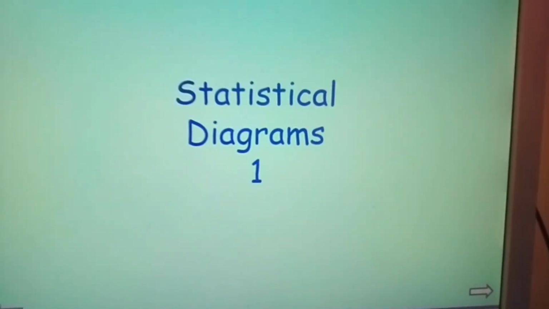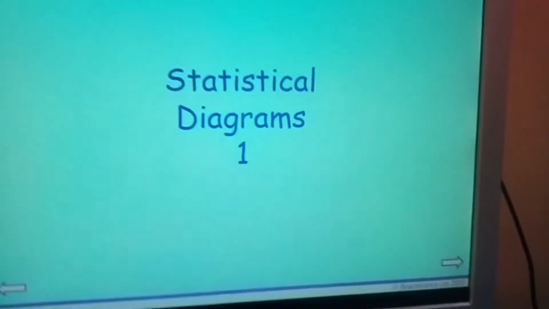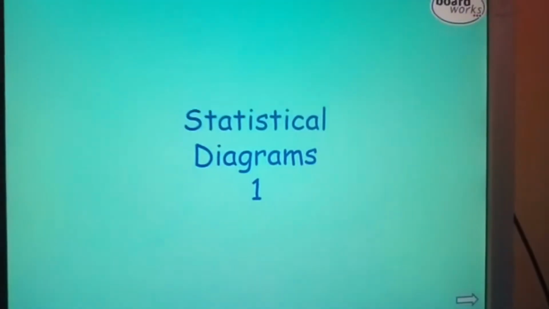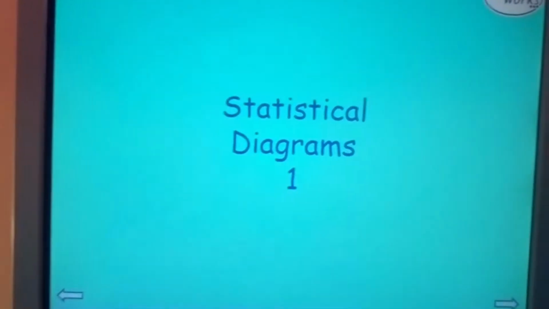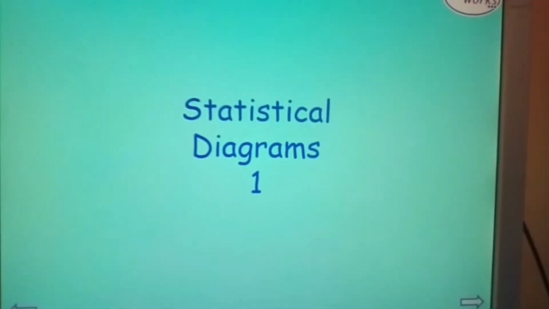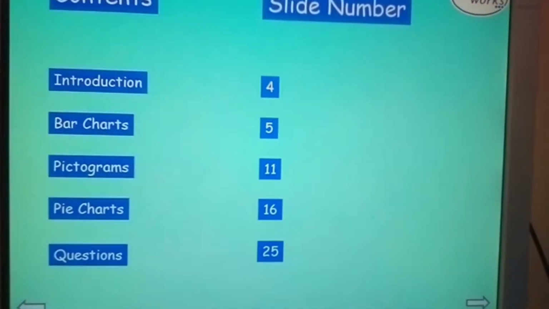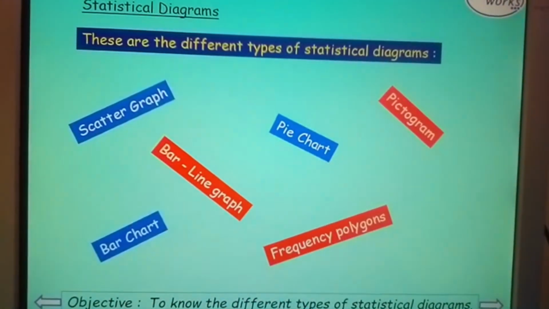Statistical diagrams 1. Okay, so let me just lift this up a little bit so we get everything in. Okay, good. And here are all the contents, okay? We don't need to stay too long on that.